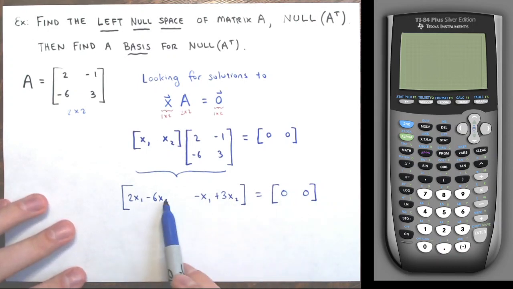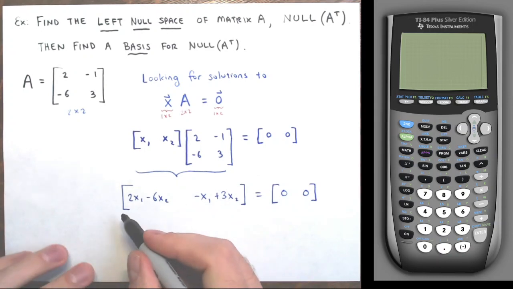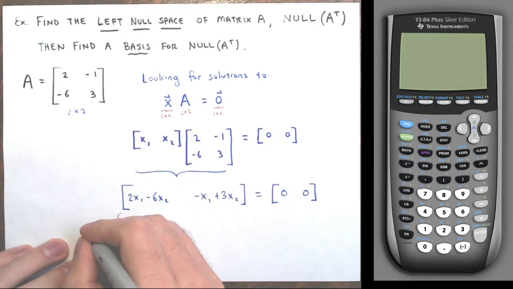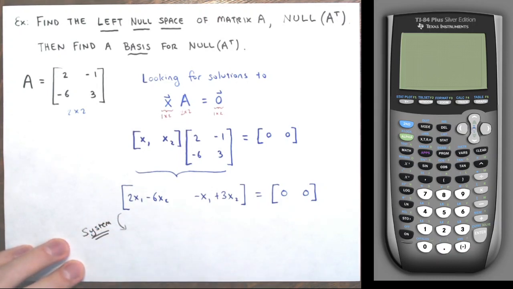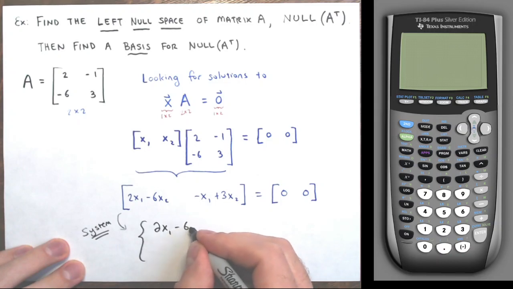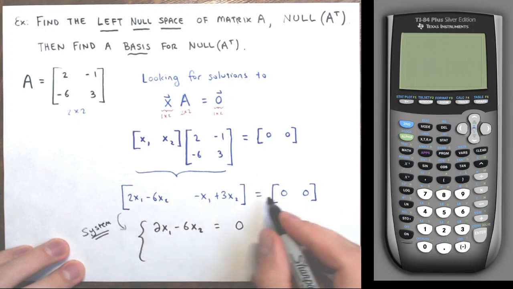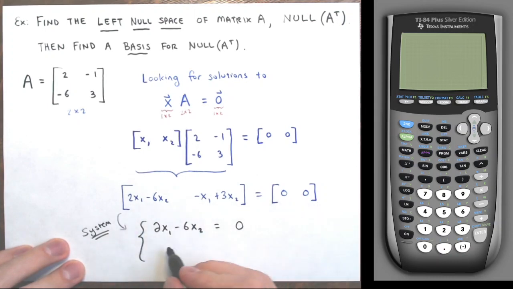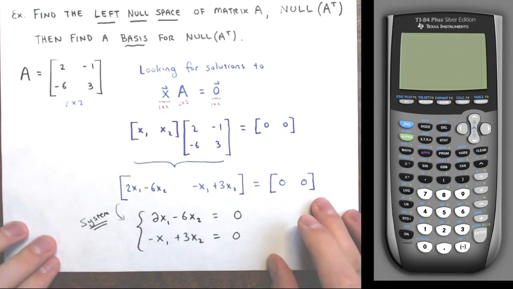In order for two matrices to be equal, their entries have to be the same, and this leads me to a system of equations. This, as most things do in linear algebra, leads me to a system of linear equations I need to solve. In order for these two to be equal, I need 2x1 minus 6x2 to be equal to 0. That's the first row, first column entries. And then the first row, second column entries, negative x1 plus 3x2, also needs to be equal to 0, in order for this to be a true statement.